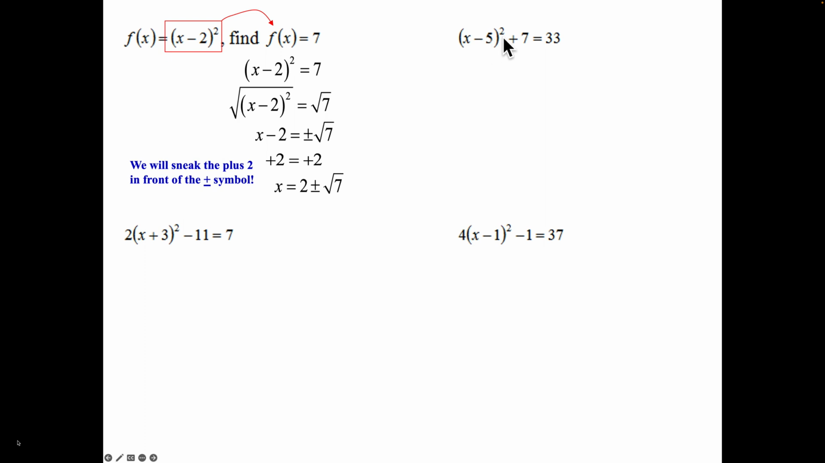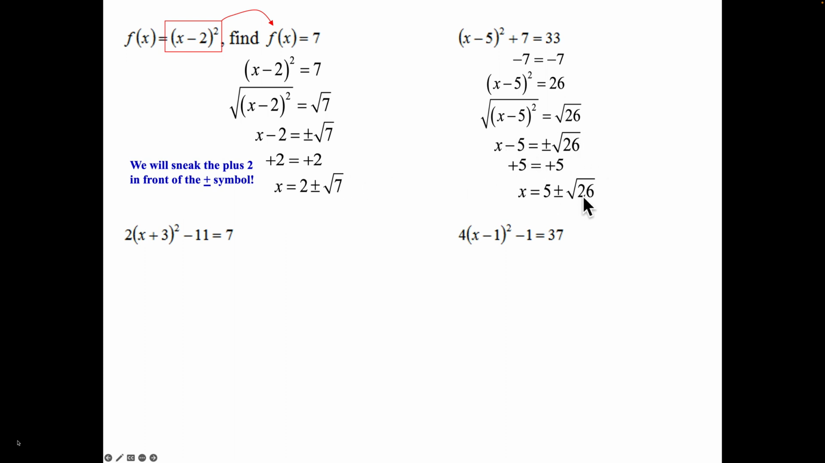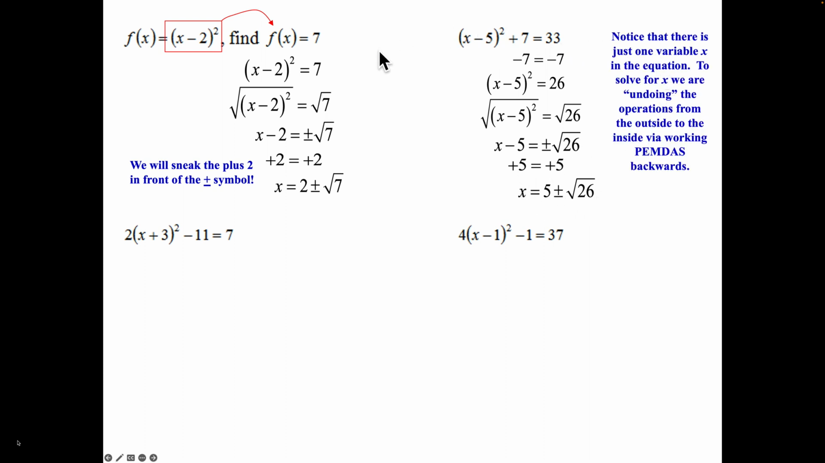All right, next example. Let's solve this for x. Again, start from the outside to the inside. We have to subtract over the 7. That gives us 26. We now take the square root of both sides. x minus 5 equals a positive or negative square root of 26. I can't simplify this. Add the 5 over, sneak it in front. There's my two answers. So notice that all the work being done here is the PEMDAS rules working backwards.